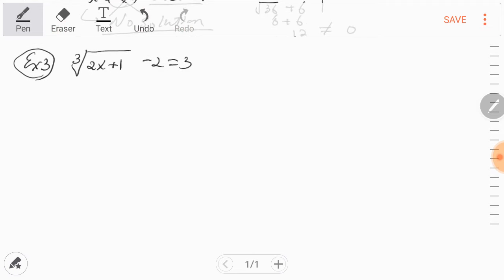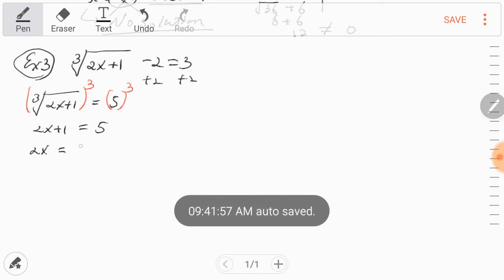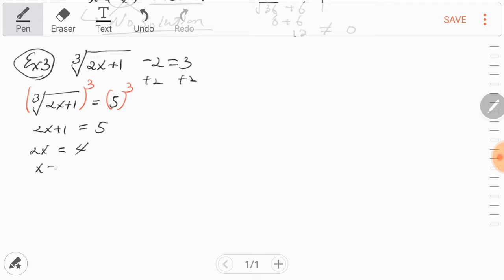Okay, first we've got to get rid of this minus 2. So move minus 2 to the other side. Then this is cube root of 2x plus 1 equals 5. And then what do we do next? In order to get rid of this cube root, we can raise each side of the equation to the third power. Then the left side of the equation is 2x plus 1, equals 5. So 2x equals 5 minus 1, then 4, and x equals 2.